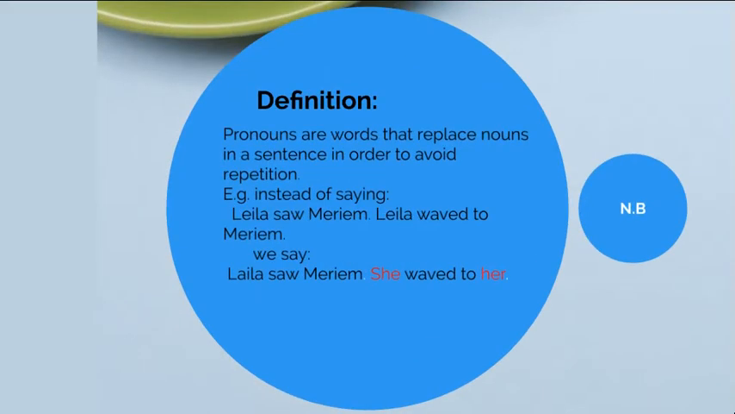Pronouns are words that replace nouns in a sentence in order to avoid repetition. For example, instead of saying "Layla saw Miriam, Layla waved to Miriam," we say "Layla saw Miriam, she waved to her." So by using the pronouns she and her, we avoid the repetition of Layla and Miriam.